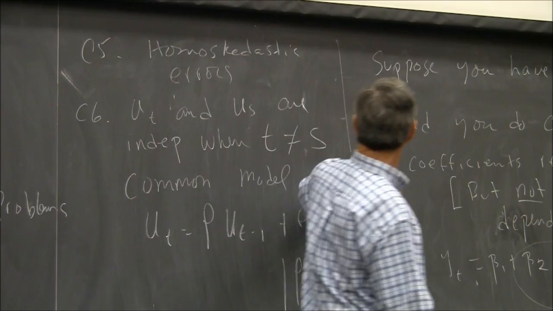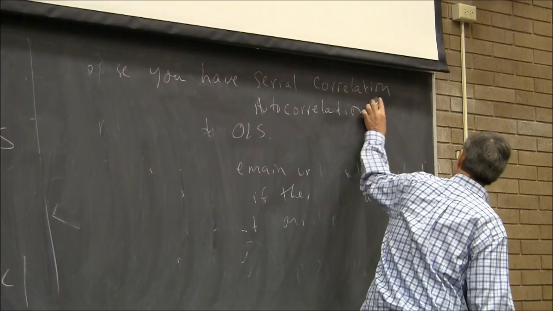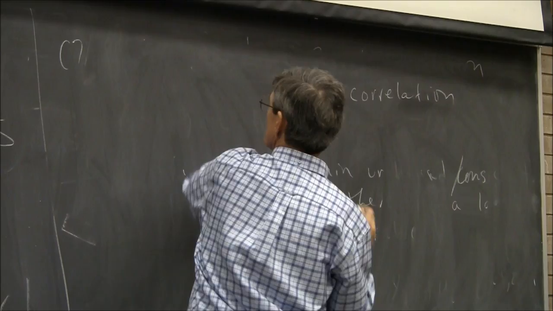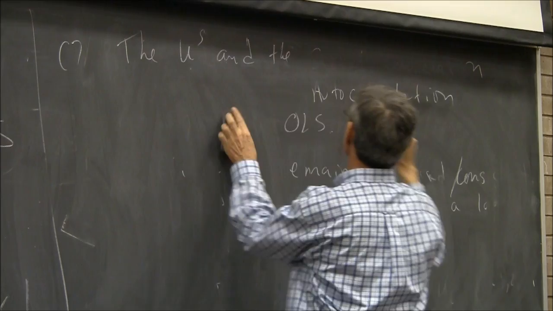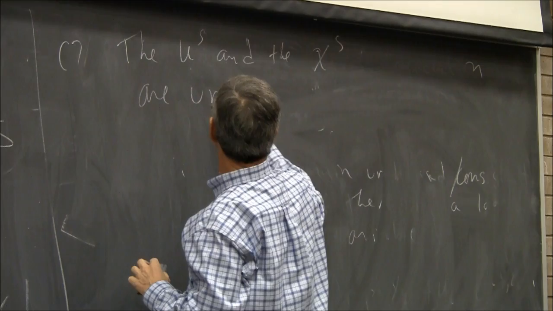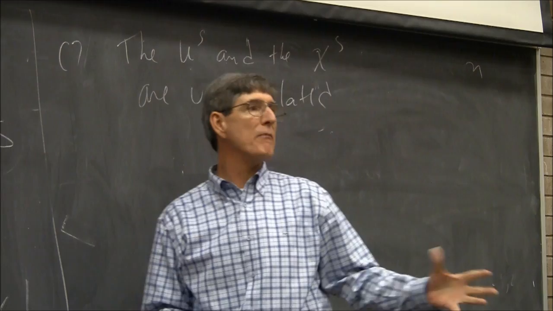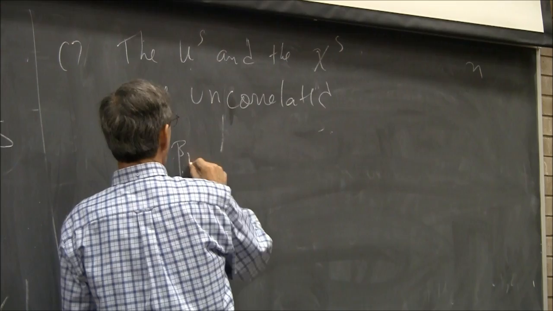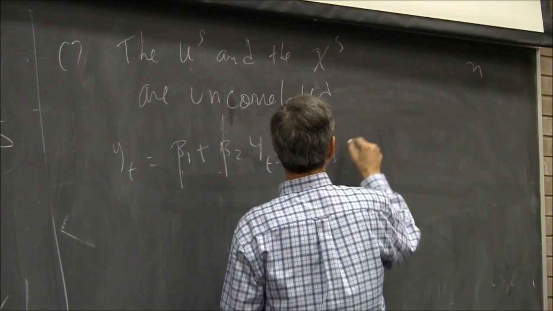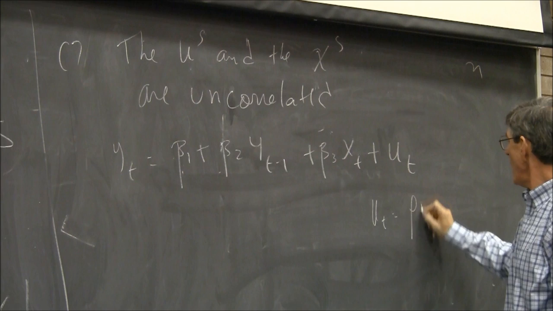The next assumption is also a big problem in time series data, and that is that the U's and the X's are uncorrelated. This too will be a big problem in time series data. Let me give you an example. I'll get into this in more detail, but just to show you an example. Suppose Y_t is beta 1 plus beta 2 Y_{t-1} plus beta 3 X_t plus U_t, and U_t is rho U_{t-1} plus e_t. So we have correlated errors.